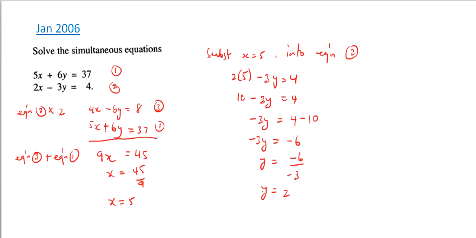And again, we can check our answers by substituting into the original equations. So 5 5s are 25 and 6 2s are 12. So 25 plus 12 will give me 37. If I substitute it into the second equation, we get 2 by 5, which is 10, and 3 by 2 is 6. So 10 minus 6 is 4. So the solution x equal 5 and y equal 2 satisfies both equations.